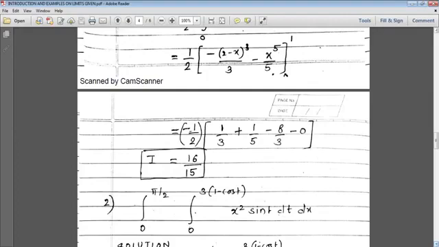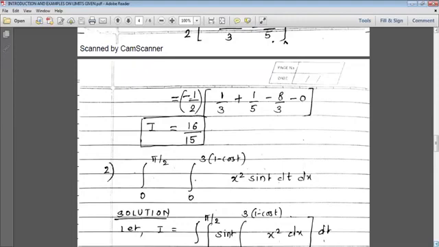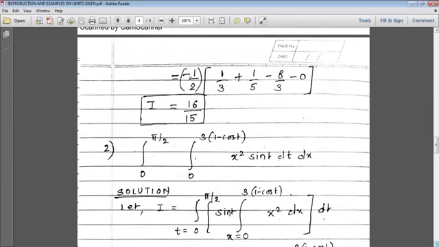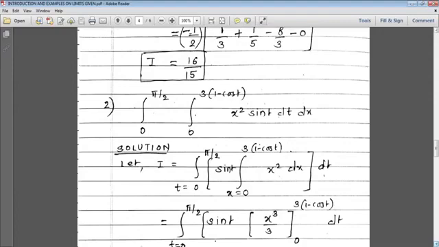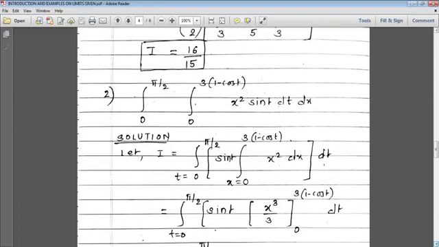Now come to the second example. Evaluate the double integral 0 to pi by 2, 0 to 3 into the bracket 1 minus cos t, x square sin t dt dx. If you observe the inner limits, they are in terms of t. Therefore, they are the limits for x. Now with respect to x, t is constant. So we take sin t outside the inner integral.